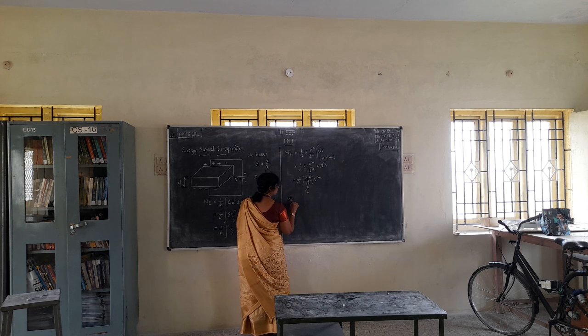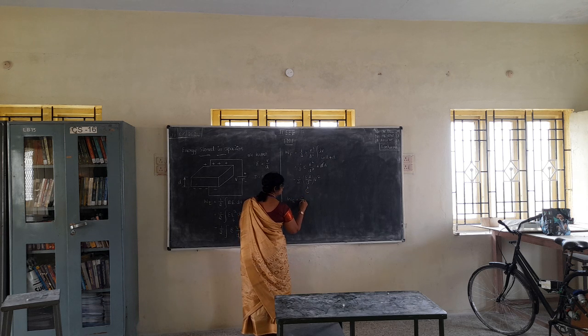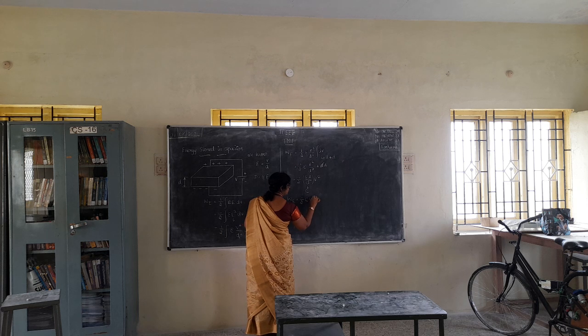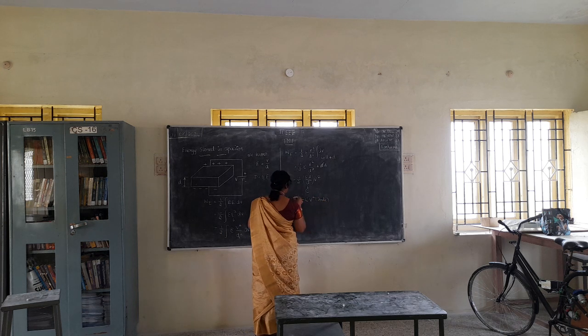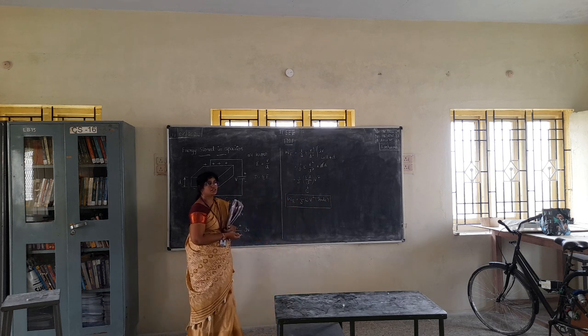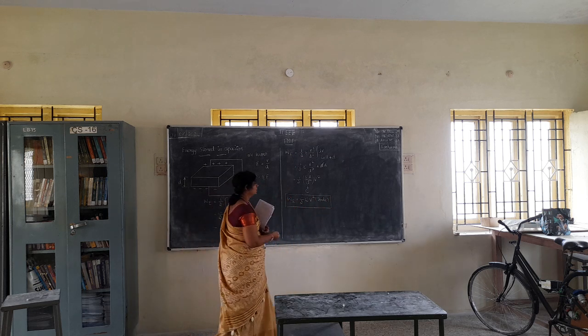So energy stored in a capacitor is half C V square. Unit is joule. Energy stored in capacitor.